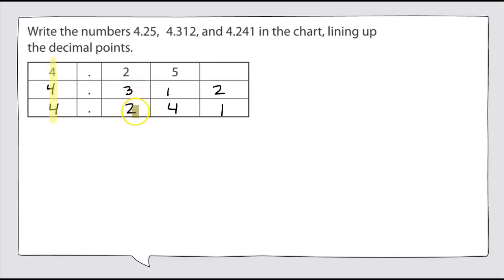If I were to put these in order from smallest to largest, or greatest to least, I could start right here in the tenths. So if I was going greatest to least, I can already tell you that this 3 is larger than both of those 2. So this is going to be the largest decimal, 4 and 312 thousandths.